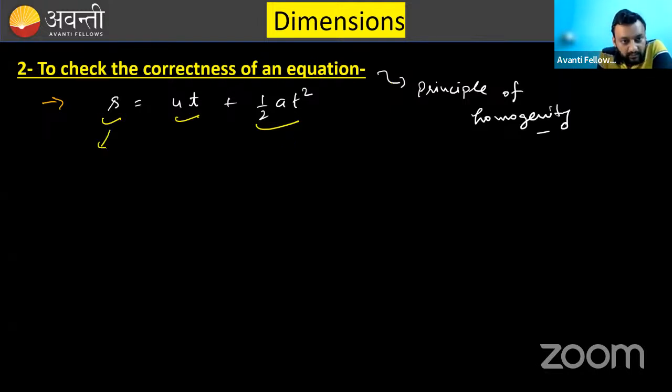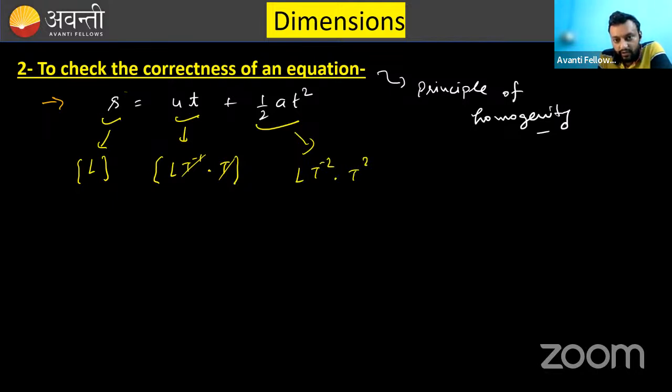That means if this term, distance, has a dimension of L, then all these terms must have the dimension of length. For example, you can clearly see that u is the velocity, which is LT minus 1. T is the time, which is T. So you can see that the T cancels, and L is here. Here A has the dimension of LT minus 2, and T is T square. Again, it will be cancelled. So the dimension is L. So all three terms have the same dimension. If it is, then the equation is correct.